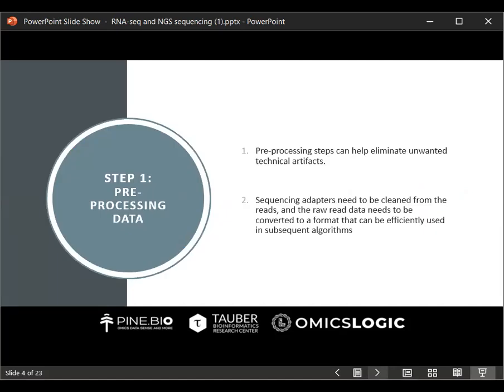Talking about the first step, that is the pre-processing. In the pre-processing step, the sequencing adapters that are present need to be cleaned from the reads, and the raw data needs to be converted into a format that can be efficiently used in subsequent algorithms that we'll be using in our studies. So that's why pre-processing is important.